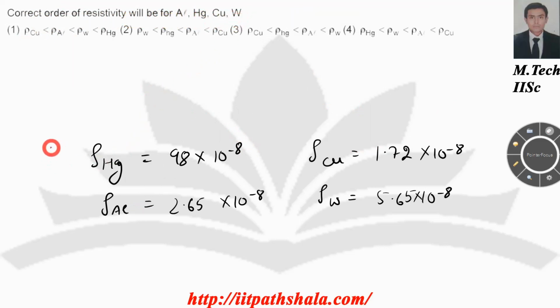It's data you can find very easily on Google. So it's a database question, you have to remember, you have to cram all these values. Mercury is having 98, aluminum is having 2.65, copper is having 1.72 and tungsten is having 5.65. So mercury is the highest, then afterwards tungsten, then aluminum and copper. You can arrange it by yourself. It's a pretty simple, memory based question.